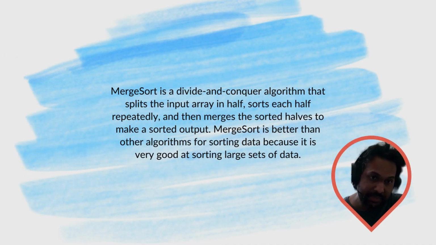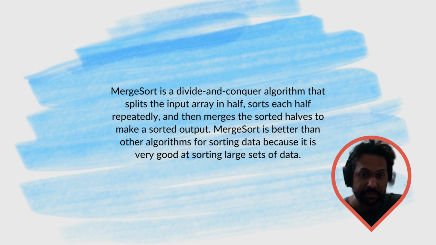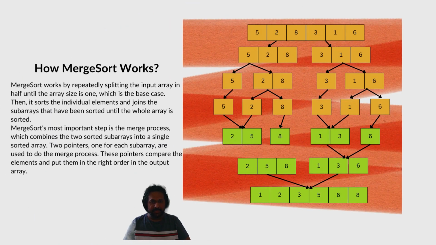Merge sort is a divide and conquer algorithm that splits the input array in halves. Each half is sorted repeatedly and then the sorted halves are merged to make a sorted output. Merge sort is better than other algorithms for sorting data because it is very good at sorting large sets of data. Let's see how merge sort works.